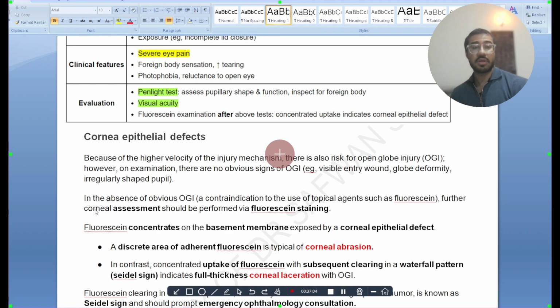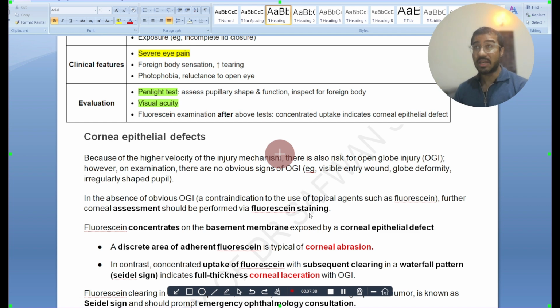Further corneal assessment should be performed via fluorescein staining. So, what happens? A patient comes with a suspected OGI. You see the pupil, if its shape is normal or not. You see if there's a visible entry wound or not. You see if there's a visible globe deformity or not. Once you're done with that, you use the slit lamp and fluorescein dye to make sure you don't see a waterfall sign and you don't see the uptake.